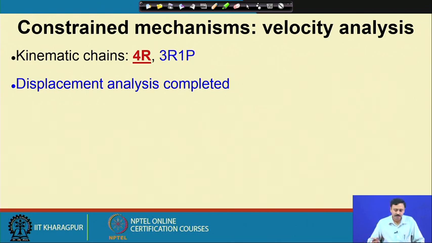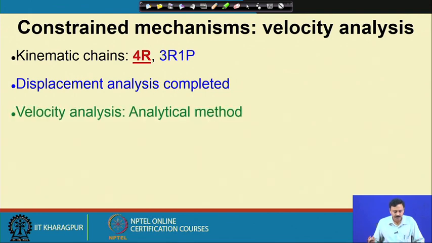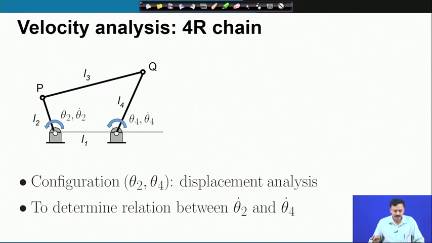Now, these are constraint mechanisms. Given, let us say, the input angle, everything about the mechanism is known, since the constraint mechanisms have 1 degree of freedom. So, given one input, you can find out everything about the mechanism, all the configuration. So, that is completed. Next, we are going to embark upon the velocity analysis problem using the analytical method.